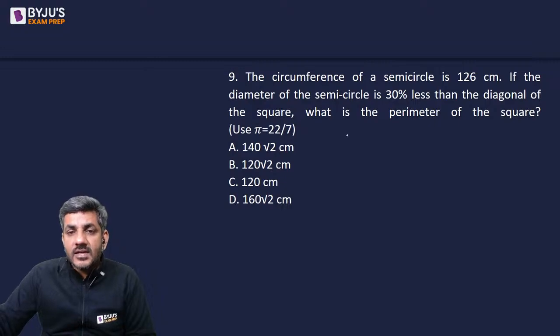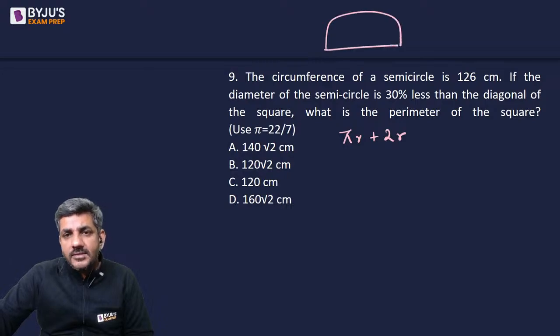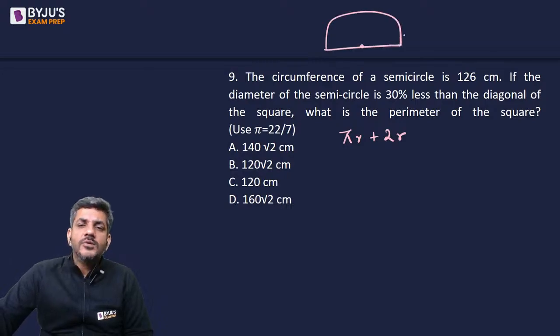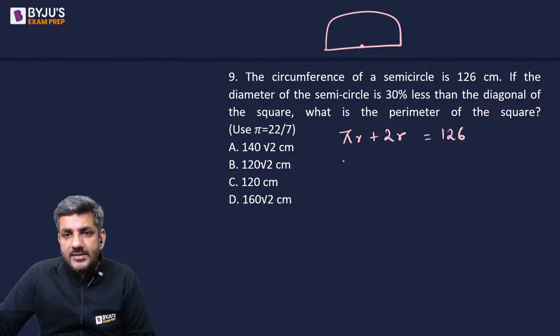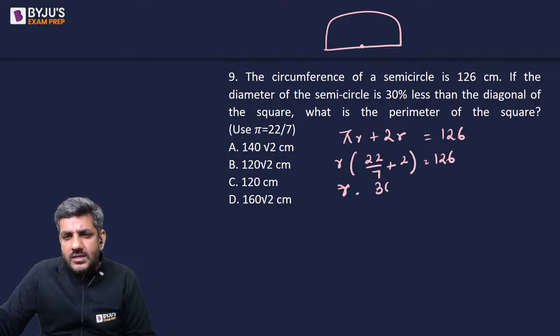Circumference of a semicircle is pi r plus 2r. If you guys remember it, it is half of the circular circumference plus the diameter of 2r. So it is pi r plus 2r. It is given to us as 126. Now pi r plus 2r, r common ले लेता हूं. Pi is 22 by 7 plus 2. It is equal to 126, or r into 36 by 7 is 126.